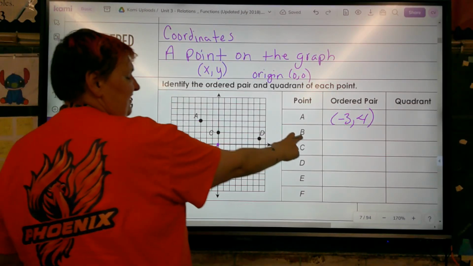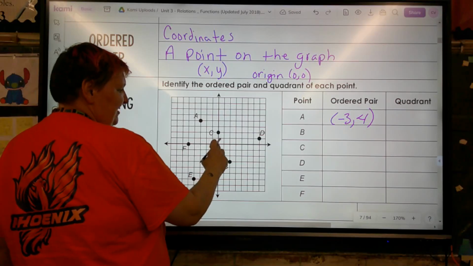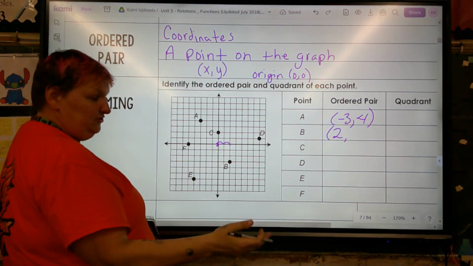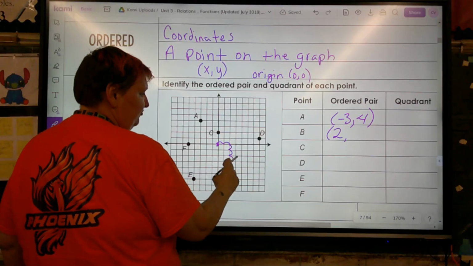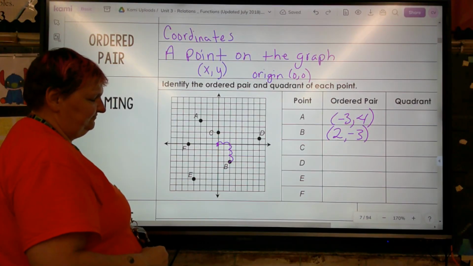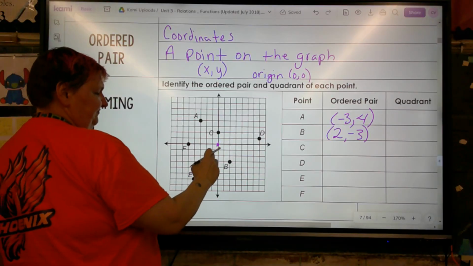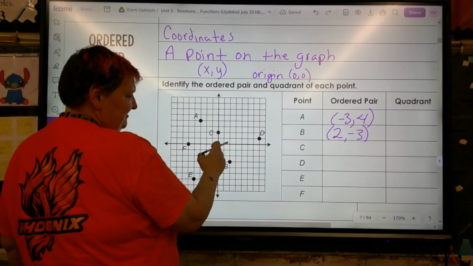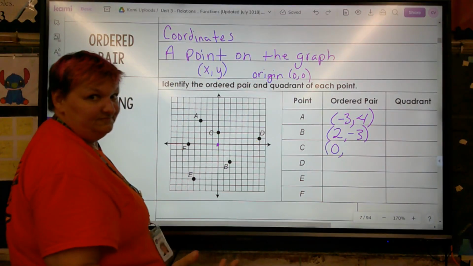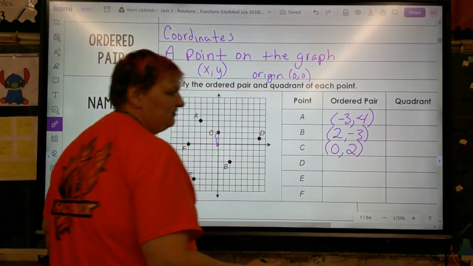All right, for B, starting at the origin again, on the x-axis we had to go right 2, so positive 2. And we had to go down 1, 2, 3, down 3, negative because we went down. C, this one is on the axis. We did not have to go left or right, which means we went 0 left or right. And we went 1, 2 up.